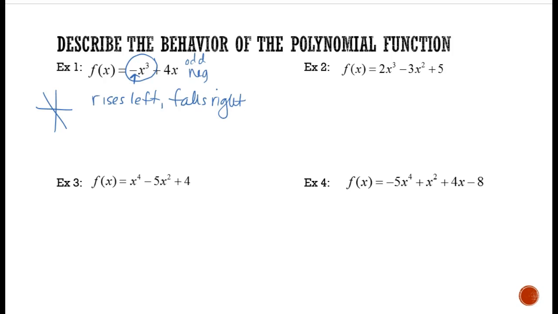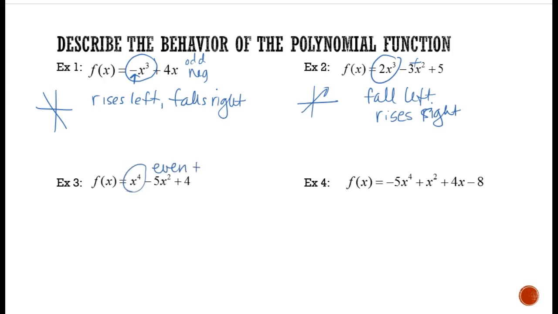Look at number 2. Odd and positive. So think of your positive linear line. What does that do? This one will fall left and it rises right. Look at number 3. It's even and it's positive. So think of your positive parabola, and you would say it rises left and it rises right. That's all you have to say.